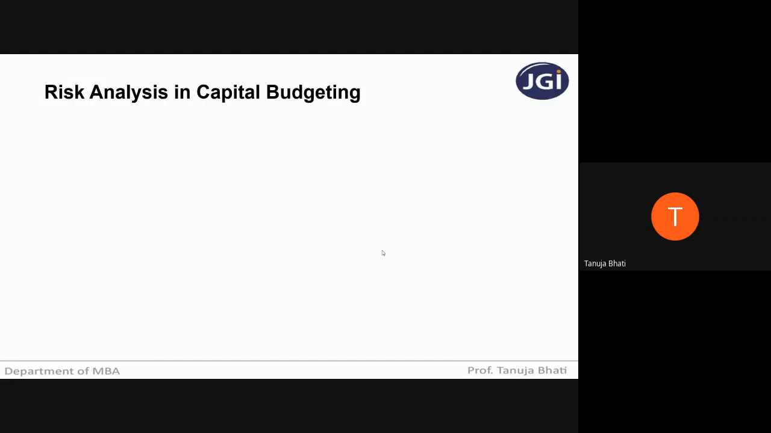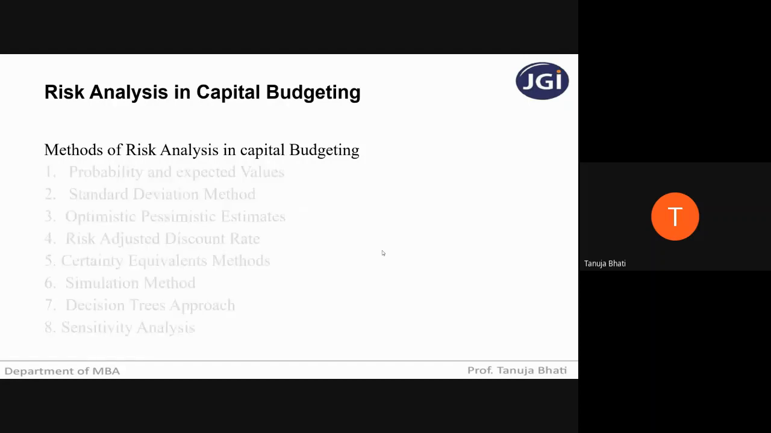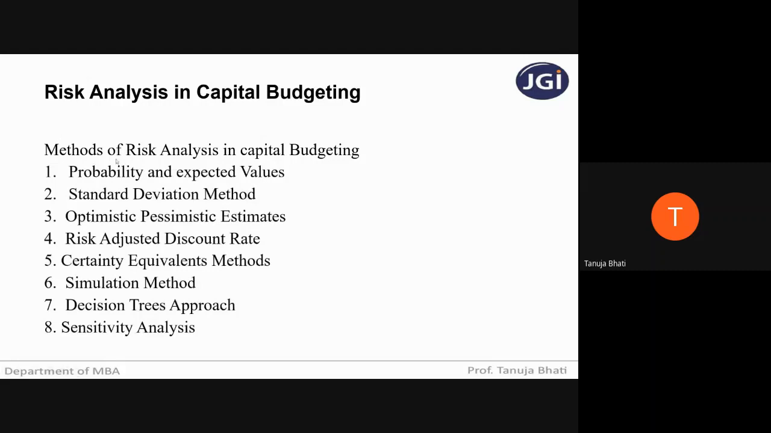See students, again I'm repeating, this is only theory. Okay, sums what you have we will be seeing in the succeeding lectures, but whatever I'm covering today is only theory for you for now, and as per your syllabus also. So there are different methods of analyzing the risk in capital budgeting. So there are certain statistical techniques, there are certain conventional techniques, and there are certain other techniques. So first technique is probability and expected values.